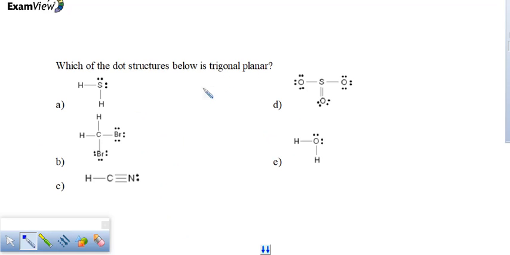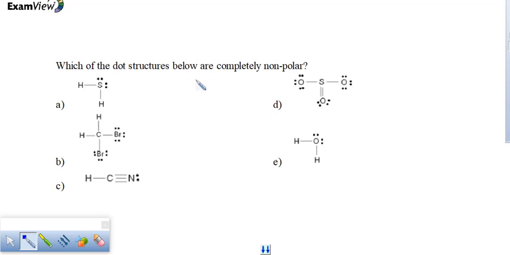The trigonal planar basically has 3 things attached to a central atom and no unshared pairs. So this only has 2 things attached. This has 4 things attached, 2 things attached, 2 things attached. This has 3 things attached and no unshared pairs. There's your trigonal planar.